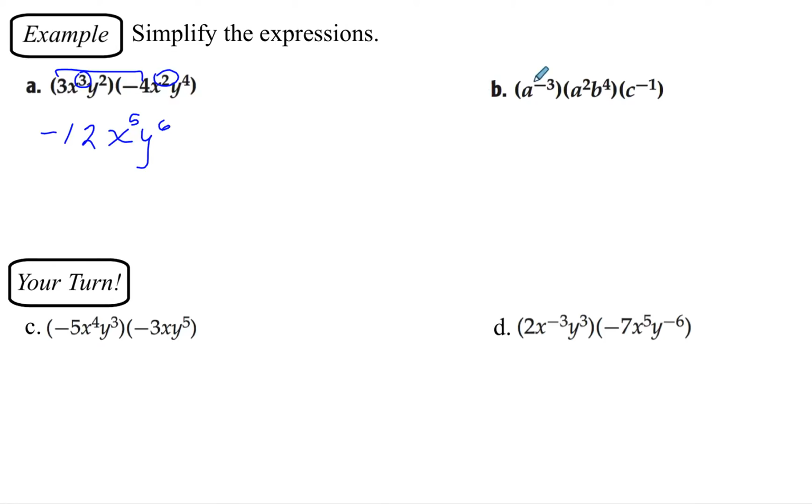Example B, we have a to the minus 3 times a to the second. So again, we're going to add those together. So negative 3 plus 2 is a negative 1. b to the fourth and c to the minus 1. But we can't have any negative exponents in our answers. So we'll end up with b to the fourth in the numerator, and then a and c both go down to the denominator, making those positive exponents. So I've given you a couple of problems to try here for letter C and D and bring those answers to class.